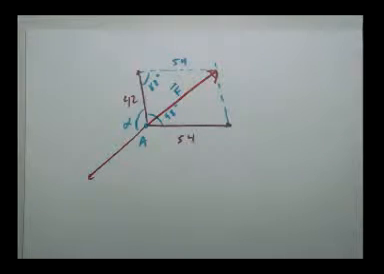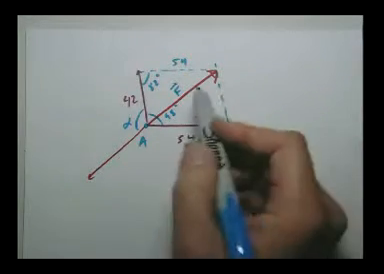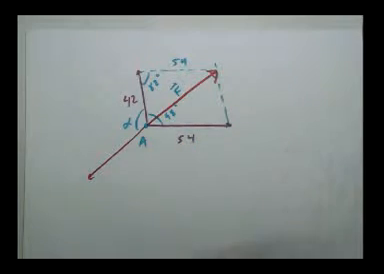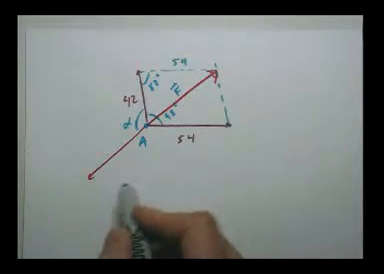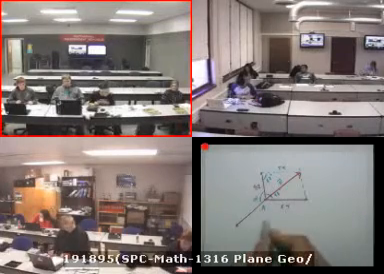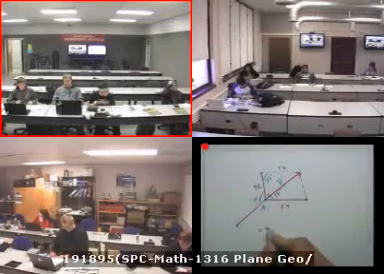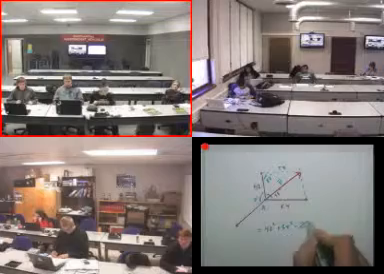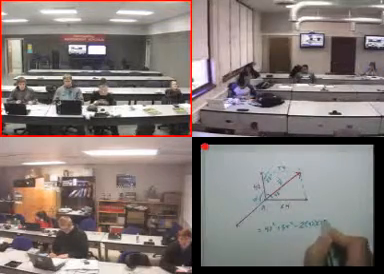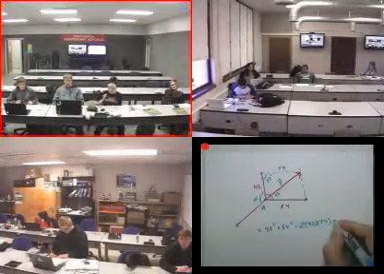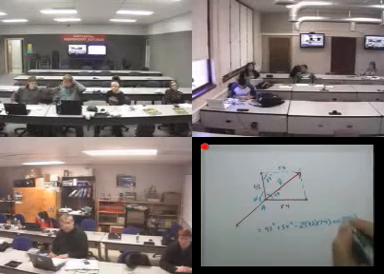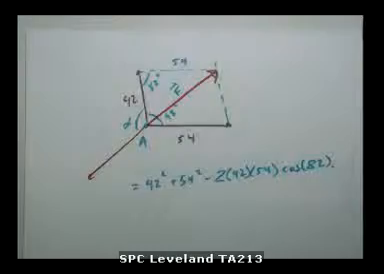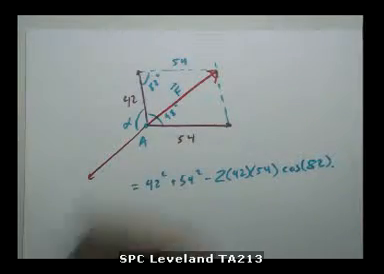Somebody go ahead and give me, I don't want the answer. Well, we can calculate that. I just want the equation. Like the use of the law of cosines. C squared is equal to 42 squared plus 54 squared minus 2 times 42 times 54 times the cosine of 82. Excellent work. That is exactly right.